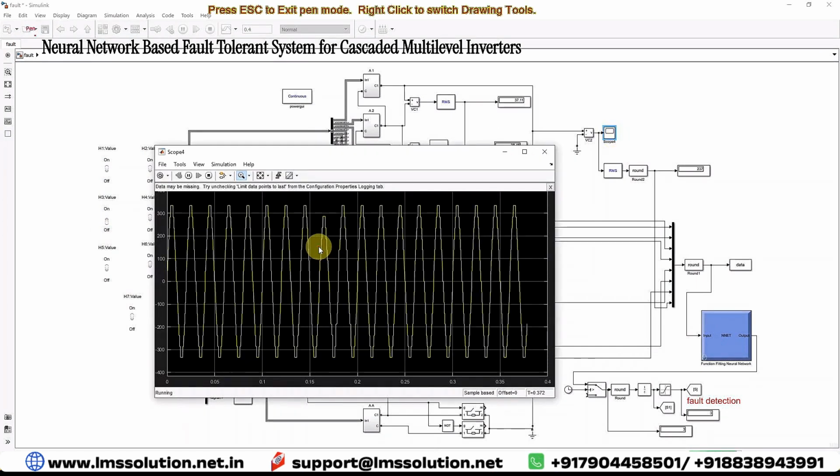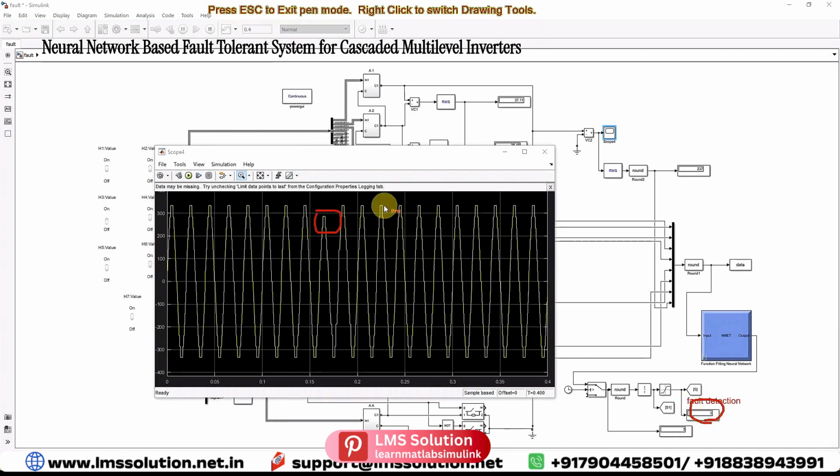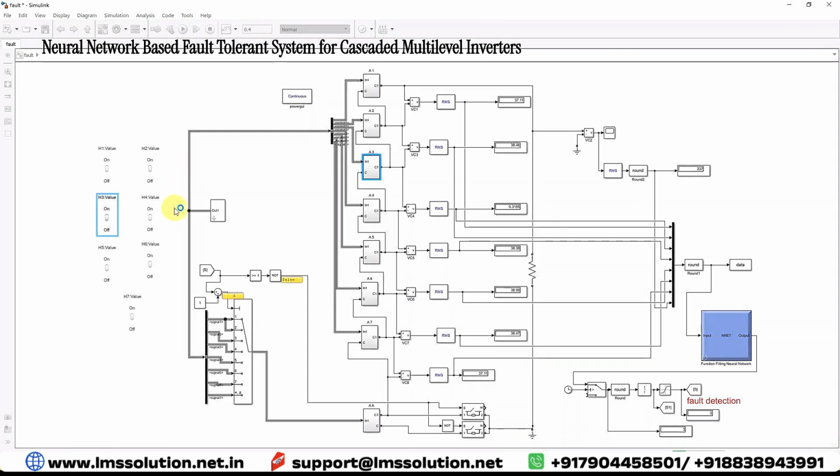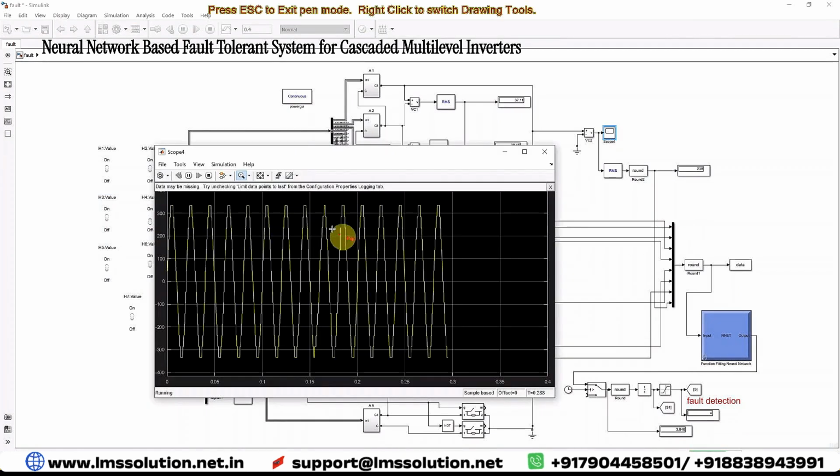Here you can see that the level reduction fault is detected by the neural network and the auxiliary inverter is added. Because of that we are getting the 15-level output on the load side. The load continuously has the rated voltage. So next I'm going to create a fault in H-bridge 4 and then we have to check the results. Because of that, the structure is changed in the system.